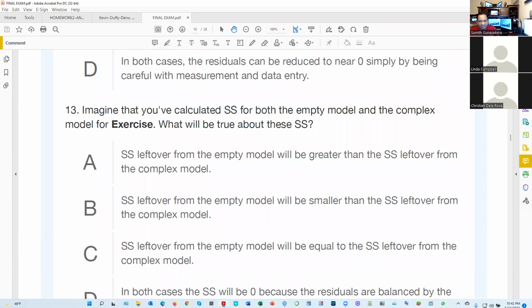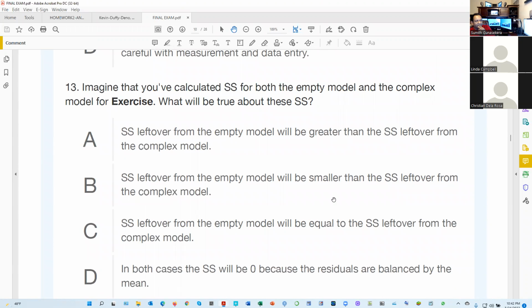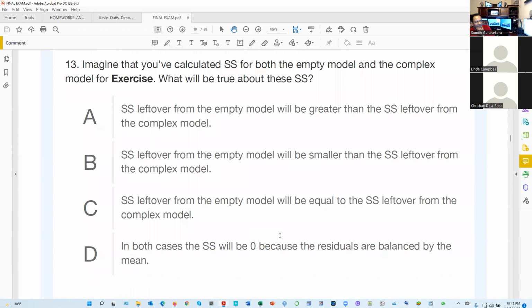Number 13. Imagine that you have calculated SS for both the empty model and the complex model for an exercise. What will be true about SS? SS leftover from the empty model will be greater than SS leftover from the complex model. SS leftover from the empty model will be smaller than SS leftover from the complex model. SS leftover from the empty model will be equal to SS leftover from the complex model. In both cases, SS will be 0.